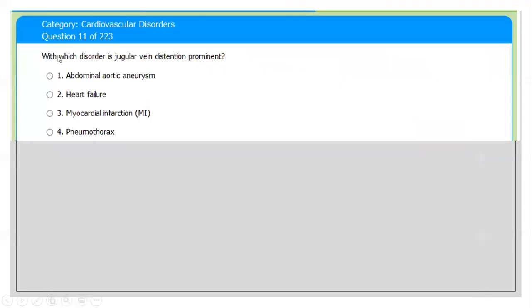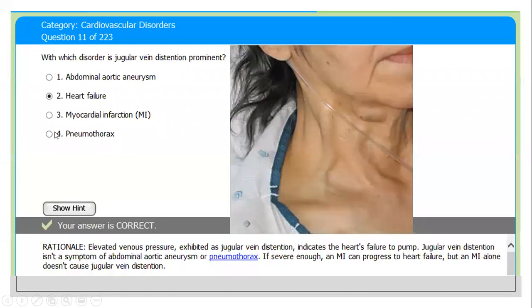Next question: with which disorder does jugular vein distension occur? Abdominal aortic aneurysm, heart failure, myocardial infarction, or pneumonia. Yes, heart failure. So this is the vein we call the jugular vein.